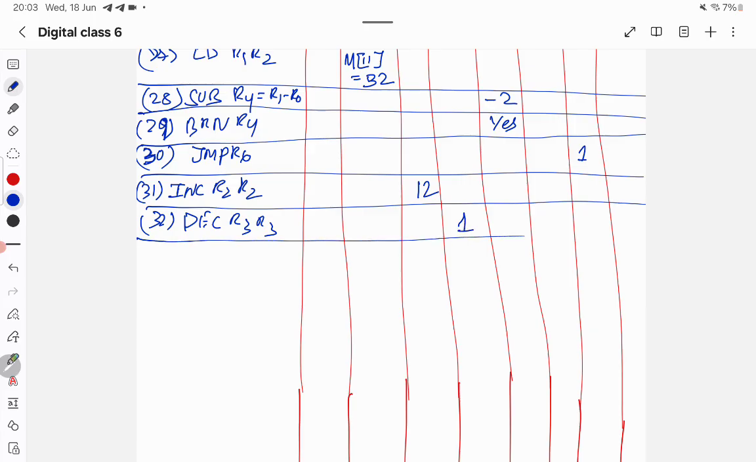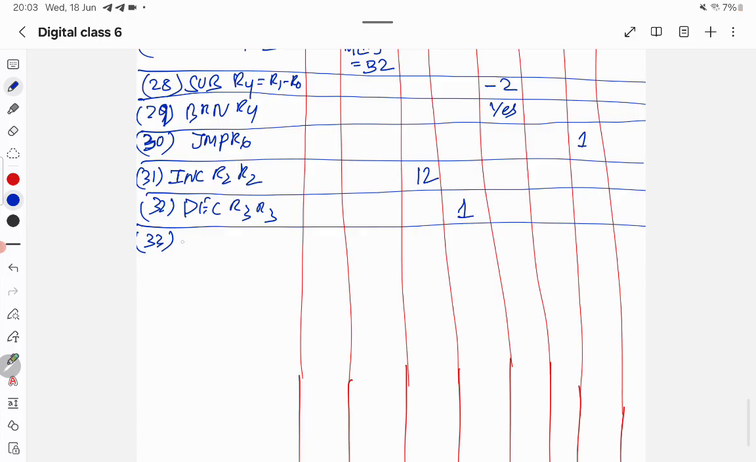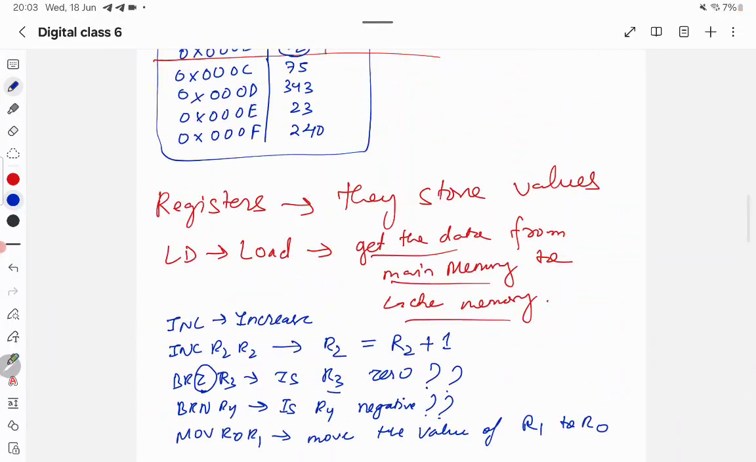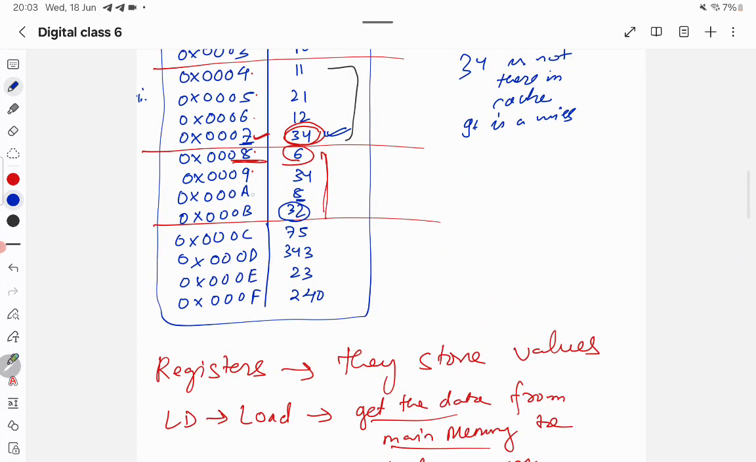Okay. Next, 33. Tell me the next one. Is it 0? BRZ R3. Is it 0? No. So 34. Next, LOAD R1 R2. So load the value of M of 12. Go here: this is 10, 11, this is 12, so it is 12.